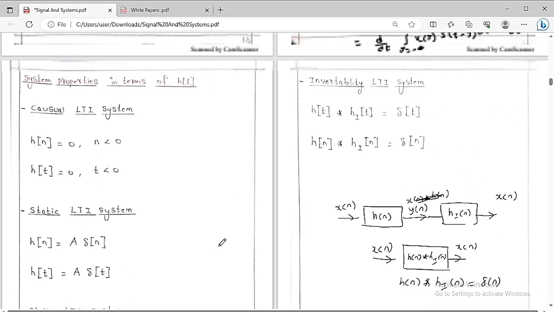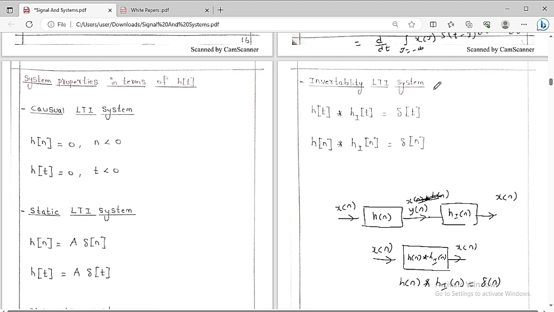Similarly, how do we say whether a given LTI system is an invertible LTI system or not? Take the given LTI system's impulse response and the inverse system's impulse response. Combine these two, and if you get the unit impulse, then we can say it is an invertible LTI system. Otherwise, it is a non-invertible LTI system.